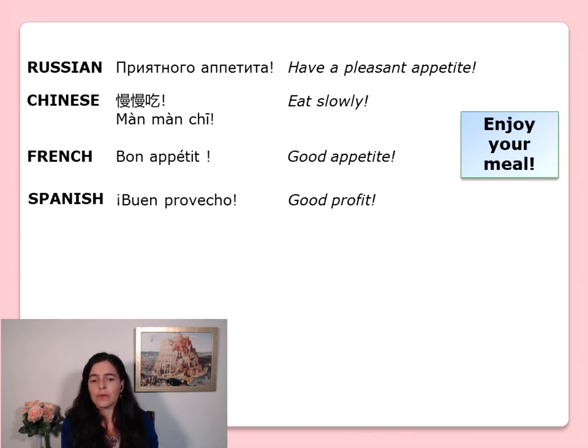Bon appétit, obviously you know that in English already, probably, so you're not going to say anything else but enjoy your meal, hopefully, but you could say good appetite, a good appetite. He thinks you have a good appetite. And buen provecho in Spanish, if you look at the dictionary, provecho could be something that you take profit of, advantage of, etc. So if you're in a business meeting, for example, and the person tells you enjoy your meal, you may understand good profit. We're going to make good profit.